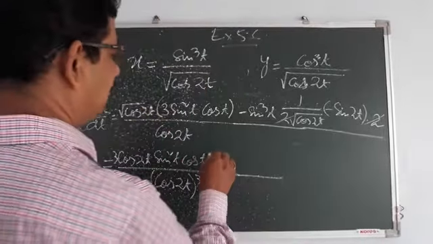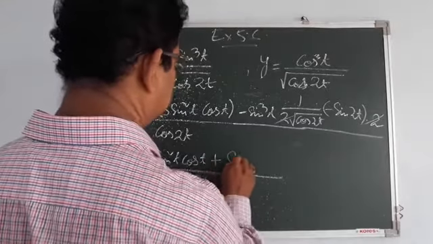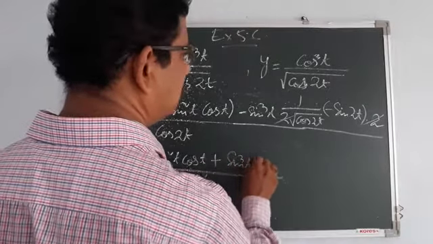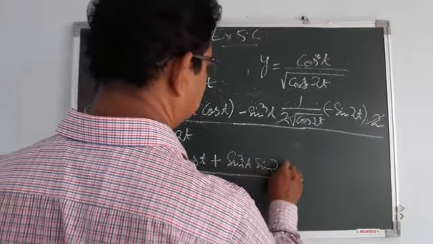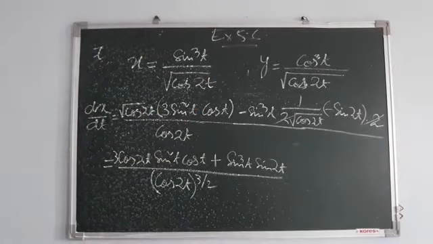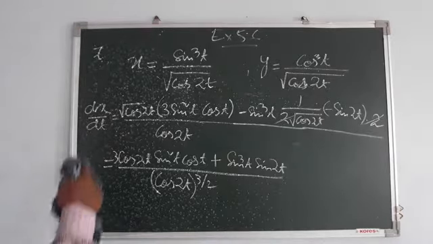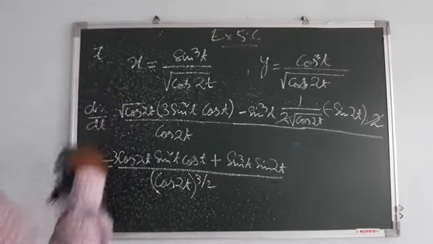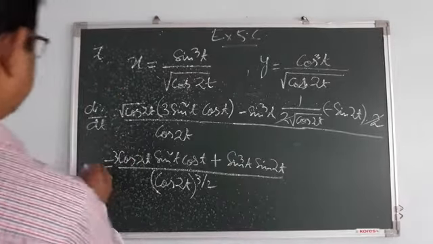Here minus plus sin cube t by sin twice t. This is our differentiation of dx/dt, the big one. Now we will differentiate dy/dt. See how to do it.